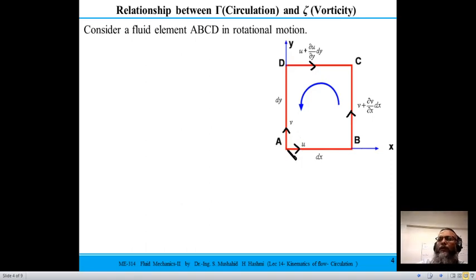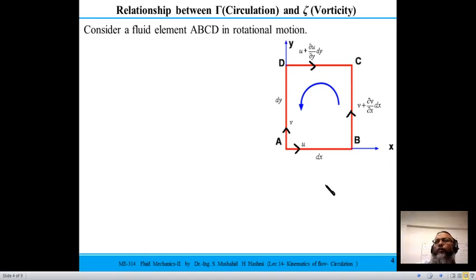So similarly for element A to D, the velocity magnitude is v, and its length A to D is dy. And for an element D to C, its length is dx, and its velocity would be, for example, here the velocity is u. So as you move in the y direction, there is some change in the velocity u that takes place as you move in the y direction. So that would be represented by this term.